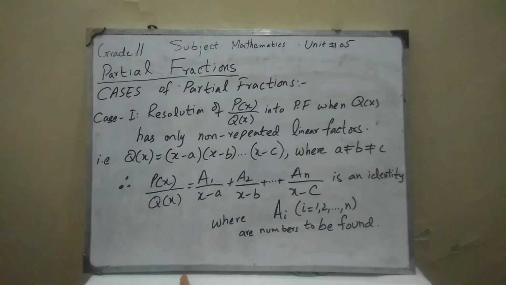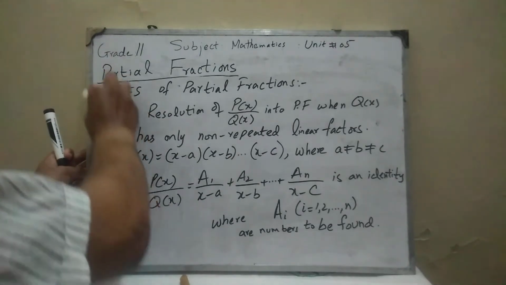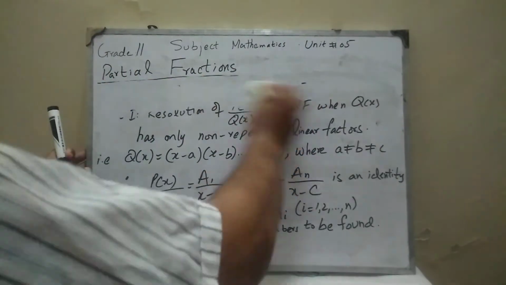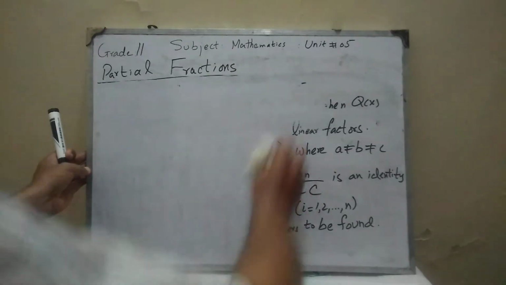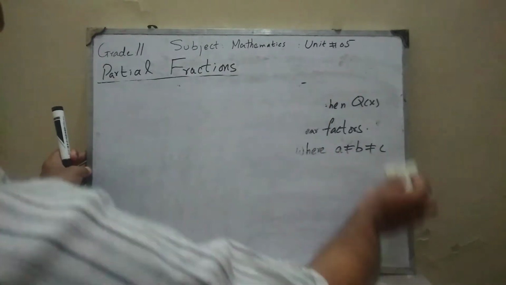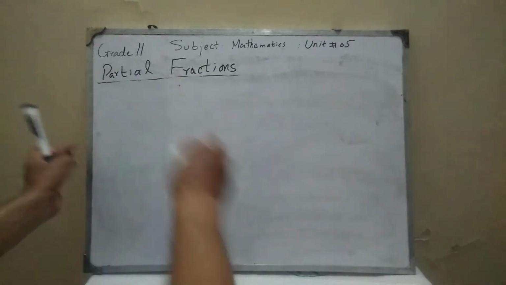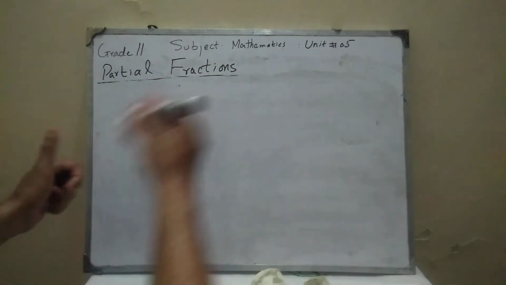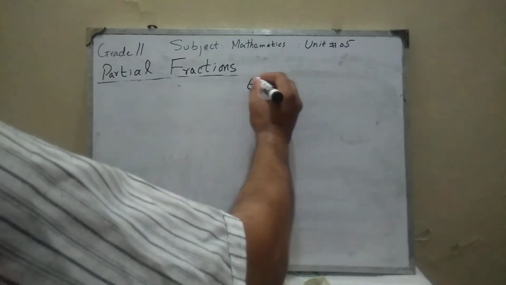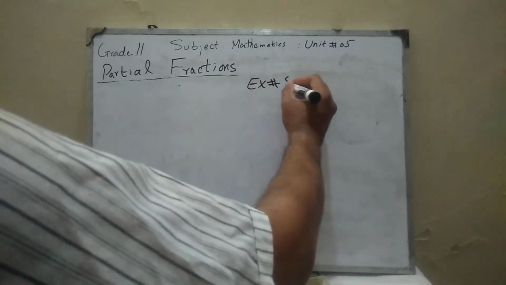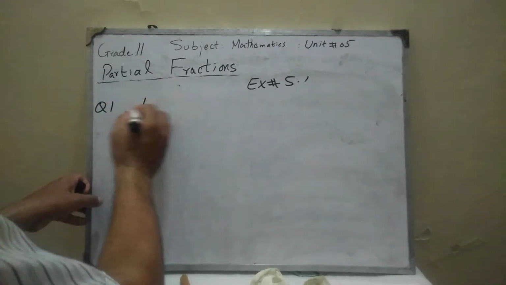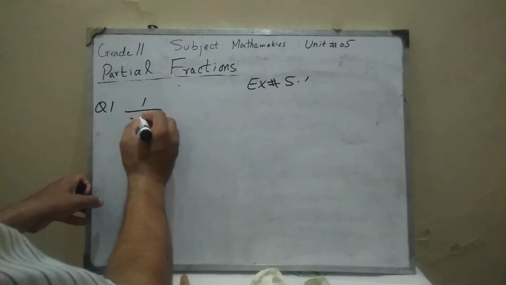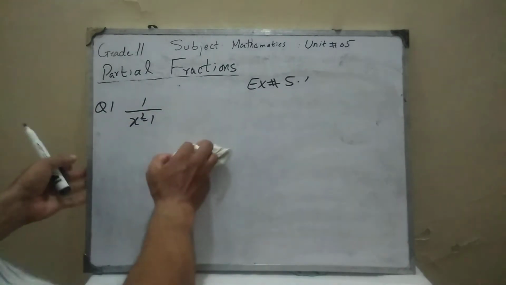I am going to solve the first question. Here we have exercise 5.1 and question number 1, which is 1 over x square minus 1. Note that this is a proper fraction.